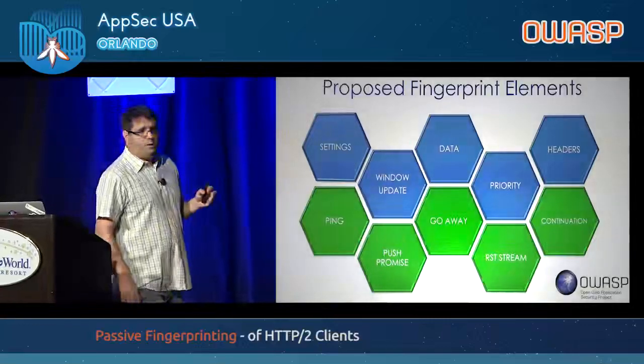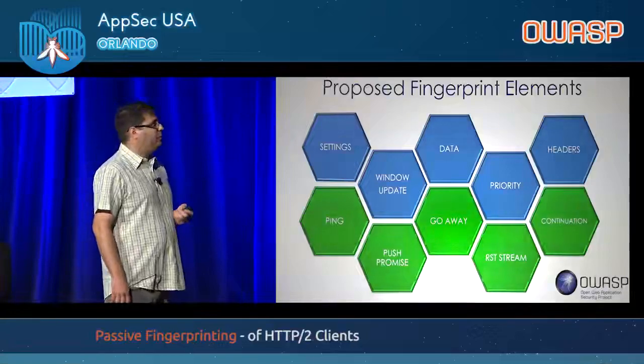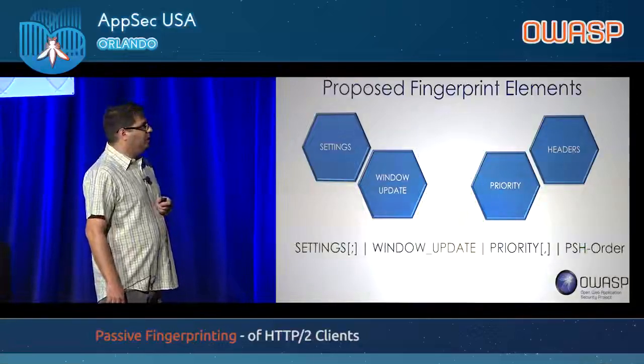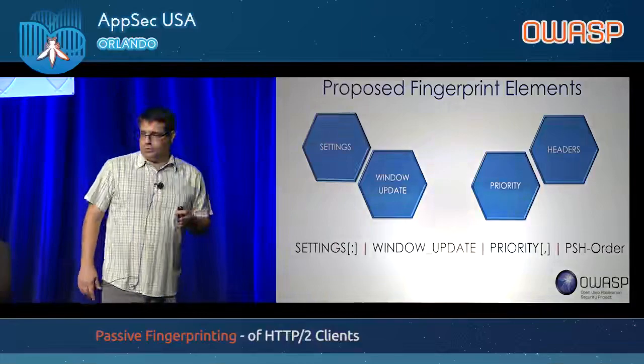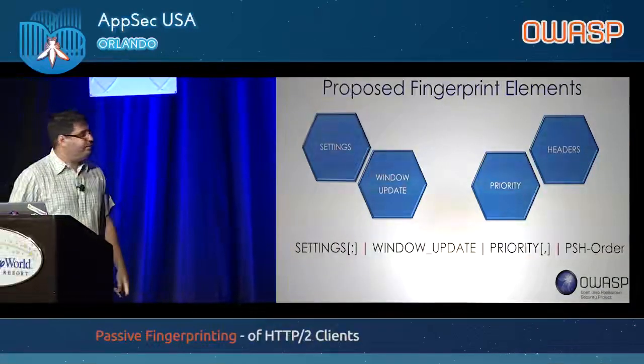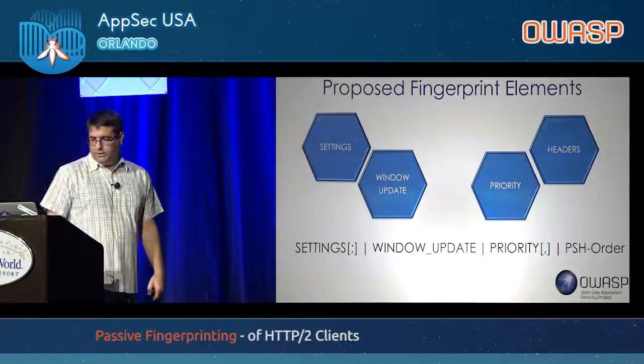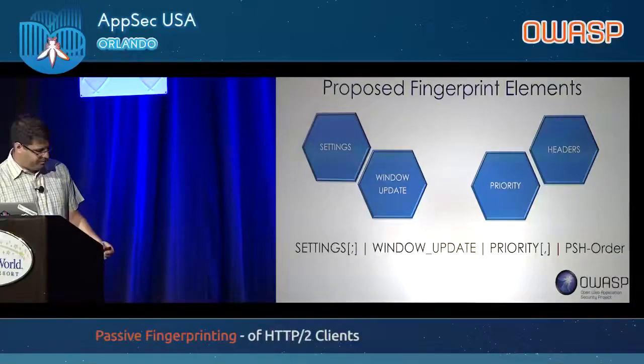So we spoke about the 10 types of frames. For the fingerprint that we are proposing, we deal with those 4, actually 3 in the headers. We look at the settings frame, at the Windows update, priority, and pseudo headers, and let's expand a little bit on describe each of them.